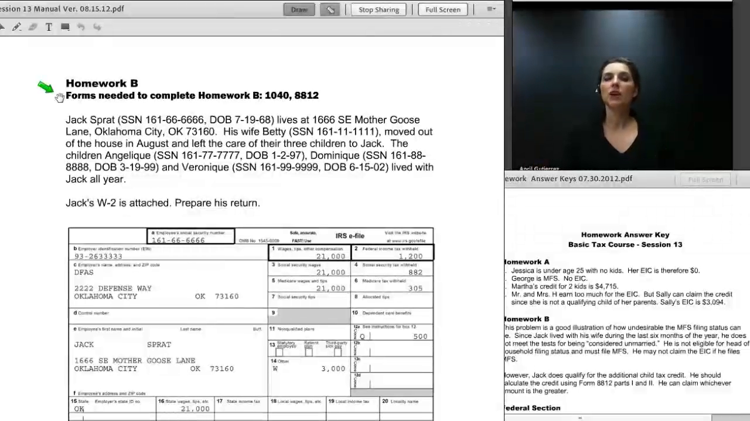And I created this problem really with the intention of showing you how the married filing separate filing status can take away that earned income credit. But when the earned income credit disappears, you can still see how the child tax credit is kicking in and benefiting Mr. Jack Spratt. So let's take a look at his finished return.